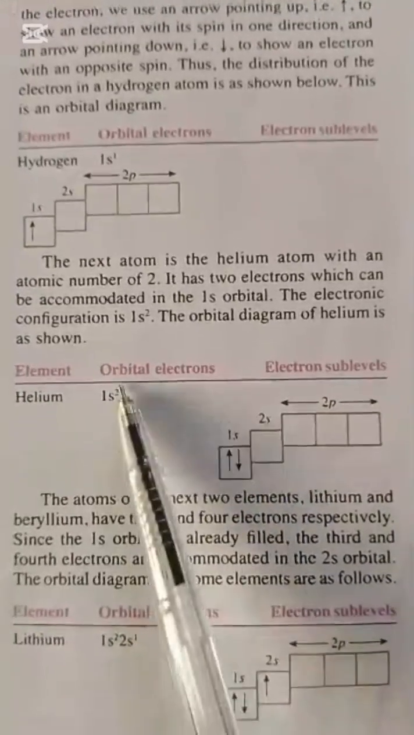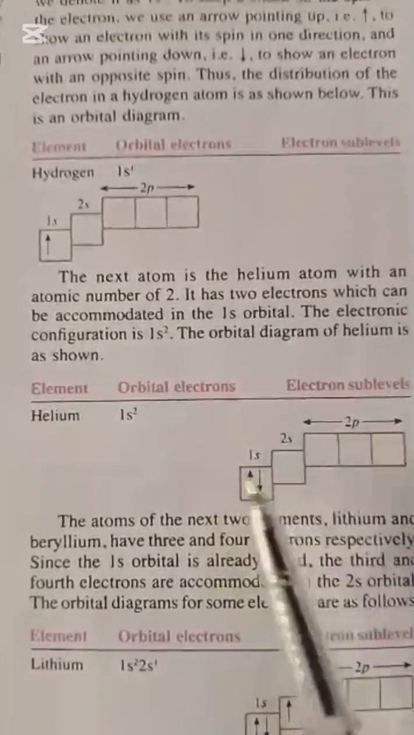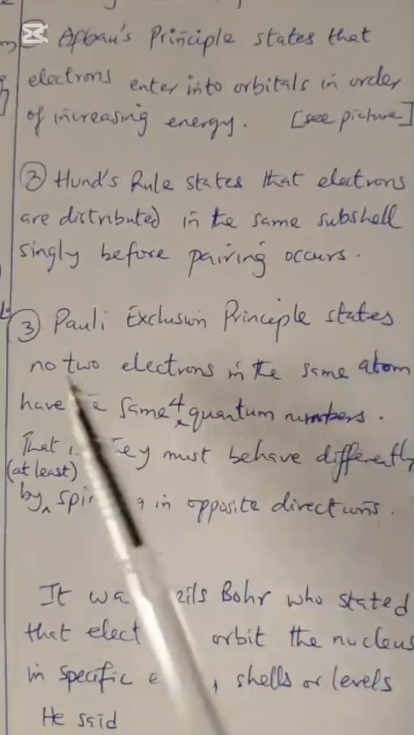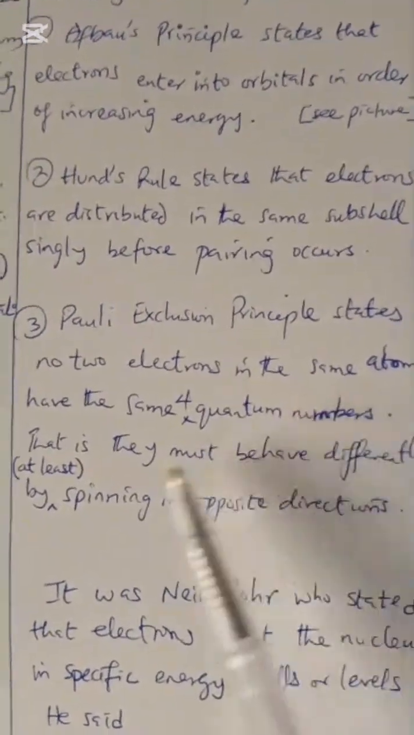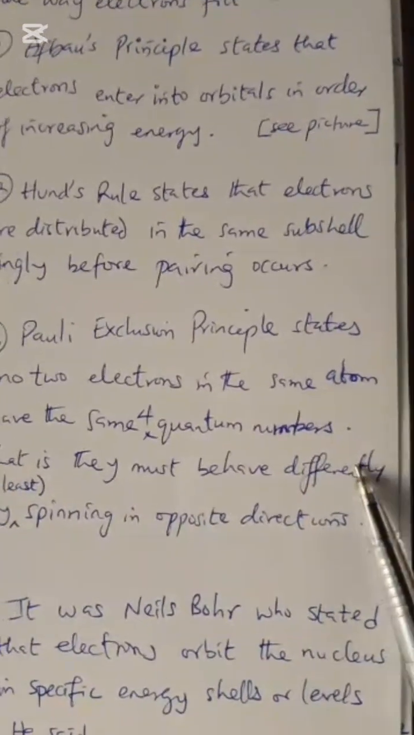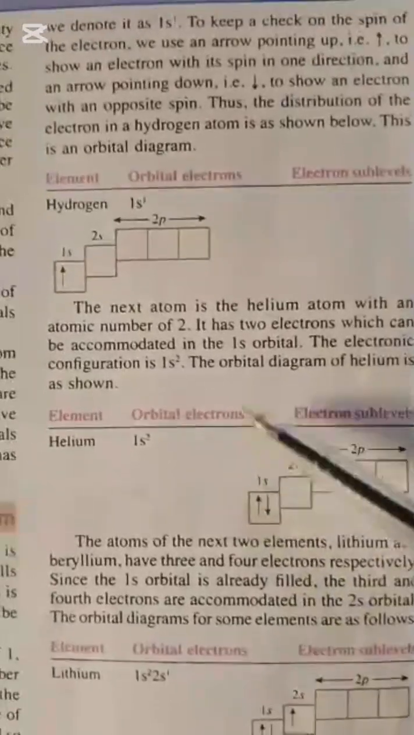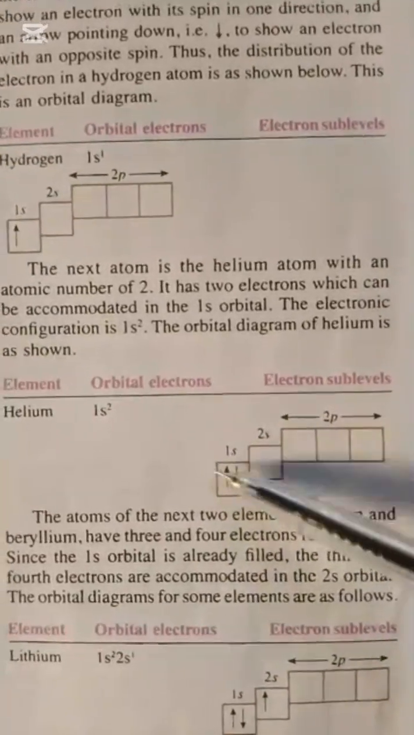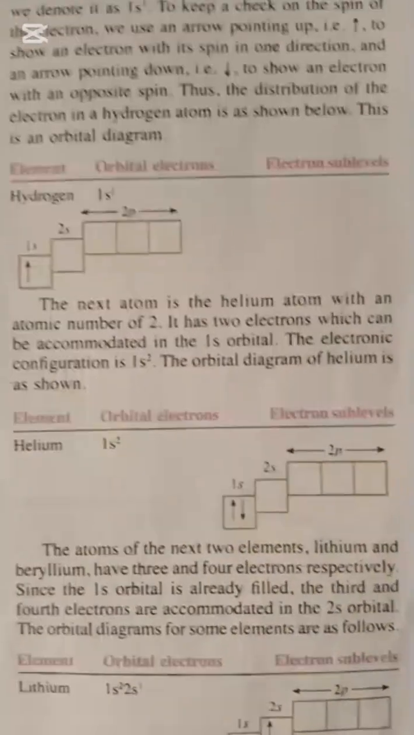Now, do you observe that the 2 electrons are facing different directions? This brings us to one of the principles called the Pauli Exclusion Principle. This states that no 2 electrons in the same atom have the same 4 quantum numbers. Basically, they must behave differently, at least by spinning in different directions. So I was saying that the electrons are facing different directions.